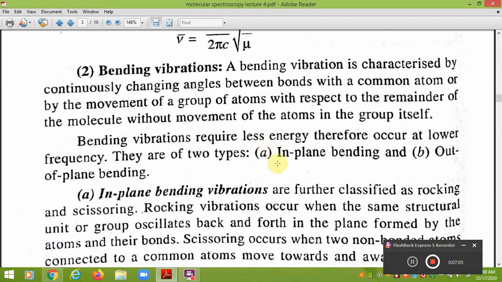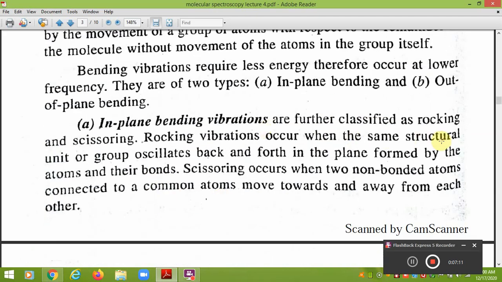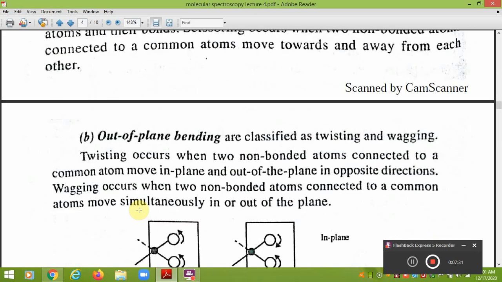remains constant. This may be of two types, in plane and out of plane. In plane, these are again classified as rocking and scissoring. Rocking vibrations occur when the same structural unit or group oscillates back and forth in the plane formed by the atoms and their bonds, while scissoring occurs when the two non-bonded atoms connected to a common atom move towards and away from each other, just like a scissor.